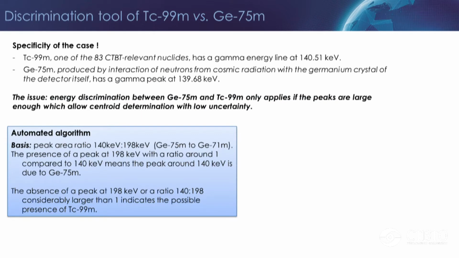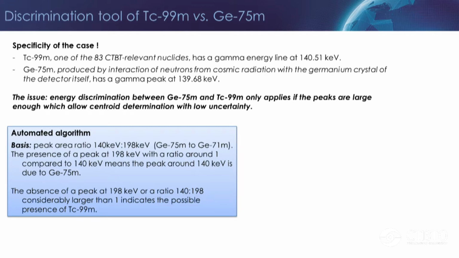Then we had the additional nuclides where fixing the key line could not work. This is the case of technetium-99 metastable, which has only one gamma line. And by chance, this gamma line is within the interference window to the germanium-75m line. And by chance, this is the only line of germanium-75m.